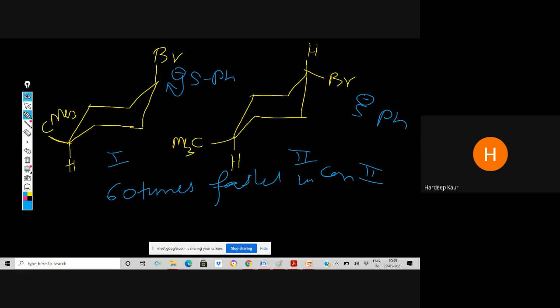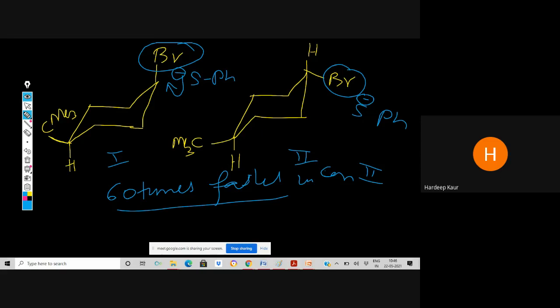So you can write this thing like this. The SN2 reaction of thiophenoxide ion with 4-tertiary-butylcyclohexyl bromide having an axial bromine takes place about 60 times faster than those which have the equatorial bromine. ਠੀਕ ਹੈ? ਹੁਣ ਤੁਹਾਨੂੰ ਮੈਂ ਪਹਿਲੇ ਹੀ ਦੱਸਿਆ ਸੀ ਕਿ ਜਿਹੜੇ SN2 reactions ਹਨ ਉਹਨਾਂ 'ਚ axial conformation favored ਹੁੰਦੀ ਹੈ in comparison to equatorial.